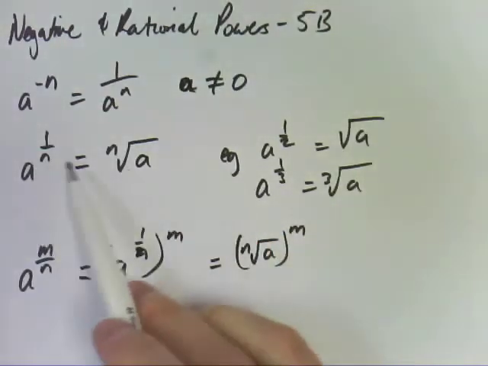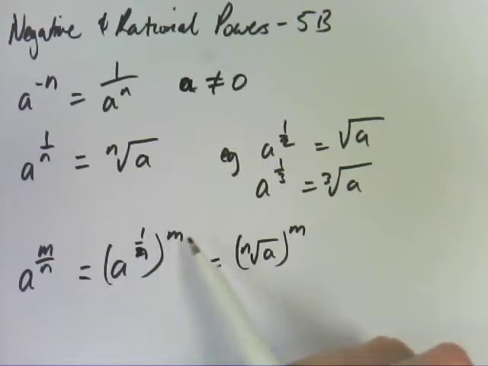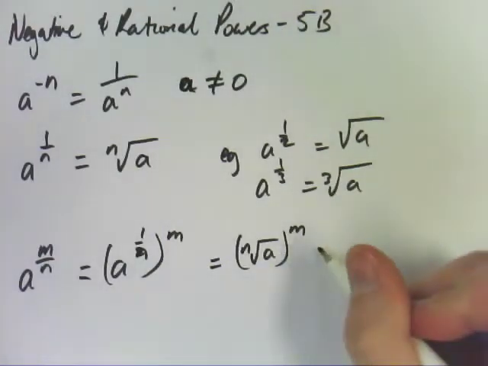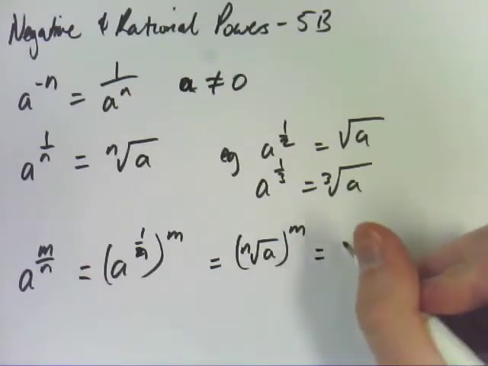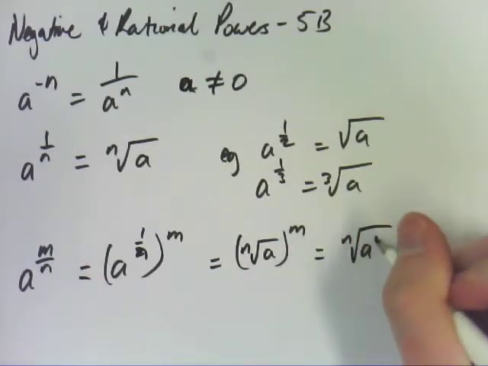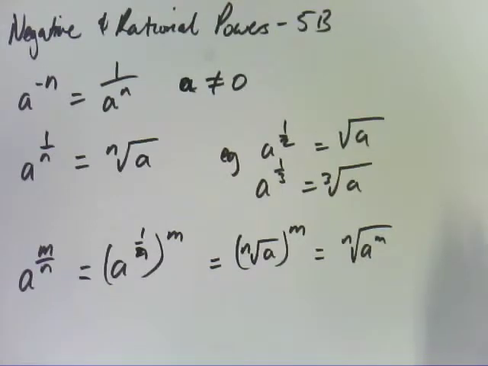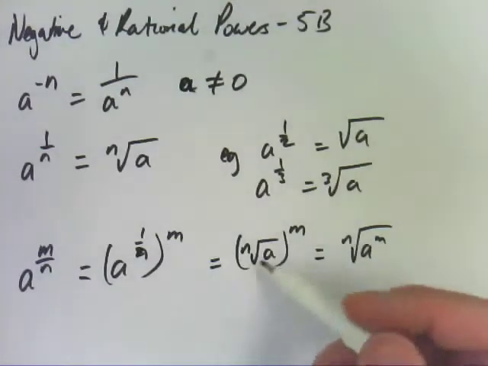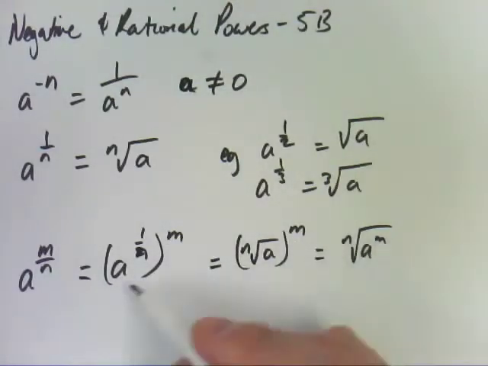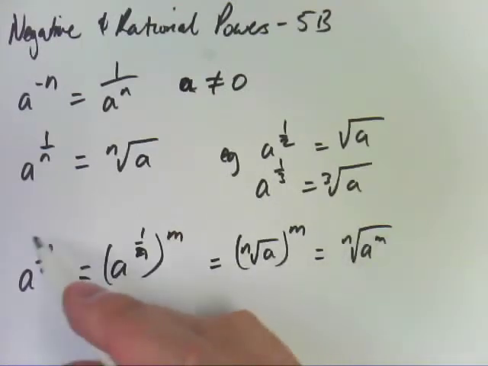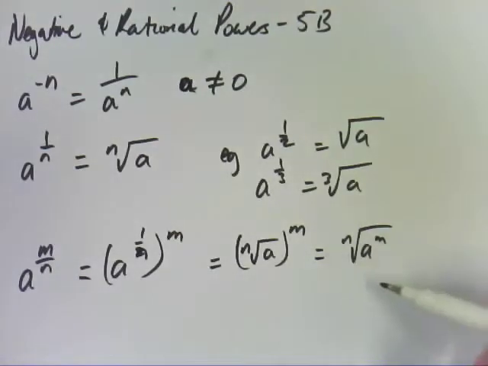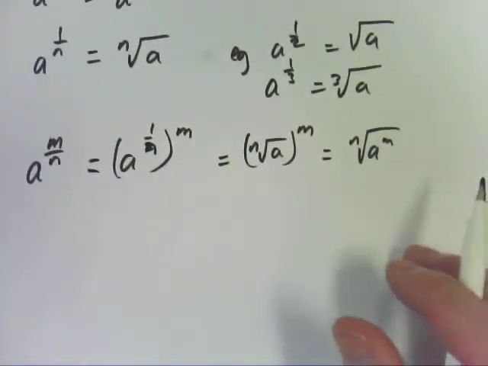According to this rule here, if it's to the 1 on n, it's the nth root of a. Which is actually equal to the nth root of a to the power of m. So you can forget about these two middle ones. That's just showing you how it works. If you come across this, it means this. So, quite easy.